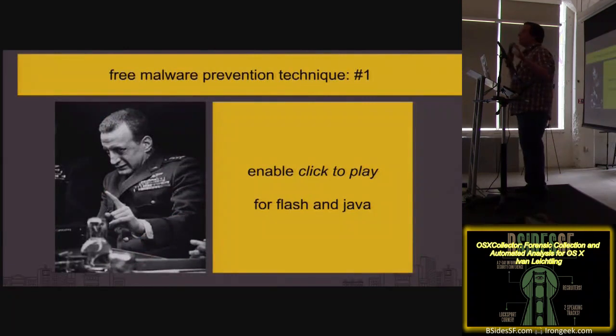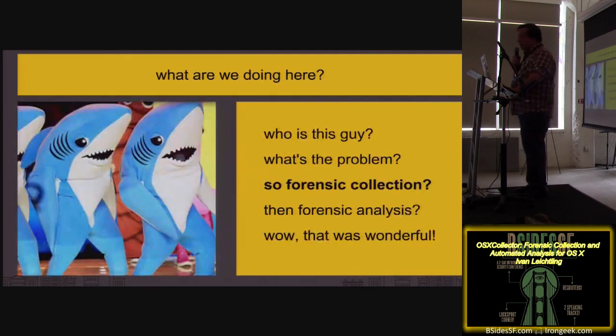Along the way, I'll give you some free malware prevention tips. These actually work. I took thousands and thousands of Macs and charted how malware went. It goes poorly. But if you start to follow some of these things, they actually work. Most of these are not new. People have been saying these for a while now. But they actually work. So click to play for Flash and Java just stops tons and tons of malware. Tons and tons of malware that we saw in the past before we did this were coming in these ways. But now let's really get down to the heart of what we're talking about. So, forensics collection.